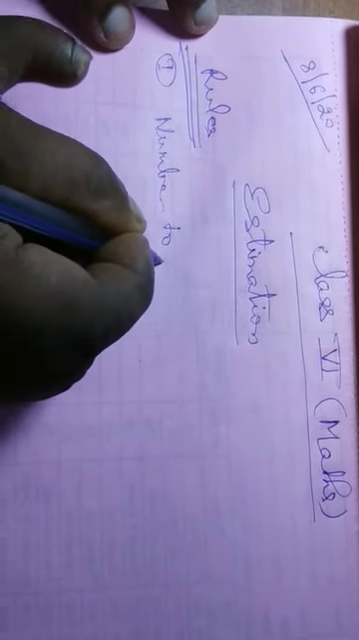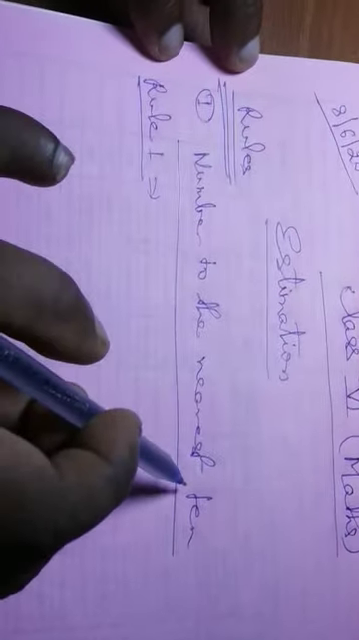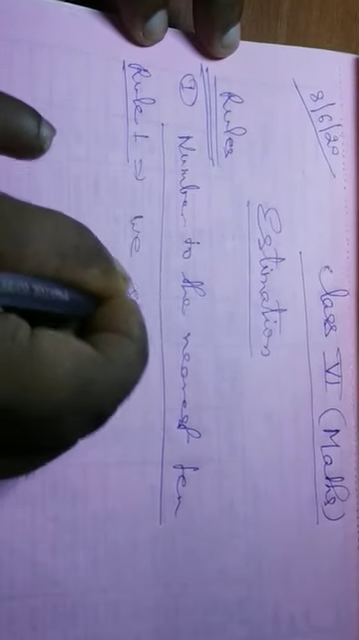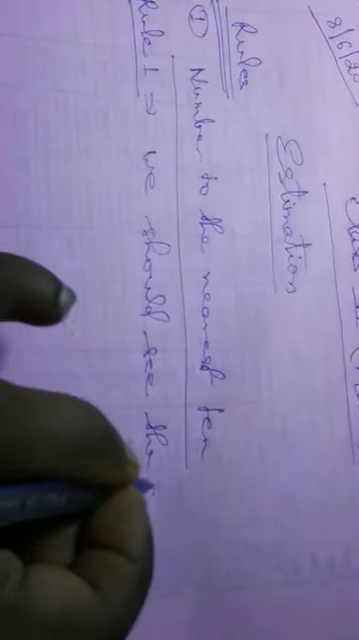Finding the number to the nearest 10. Rule 1: if it is required to find a number to the nearest 10, we should see the digit at one's place.